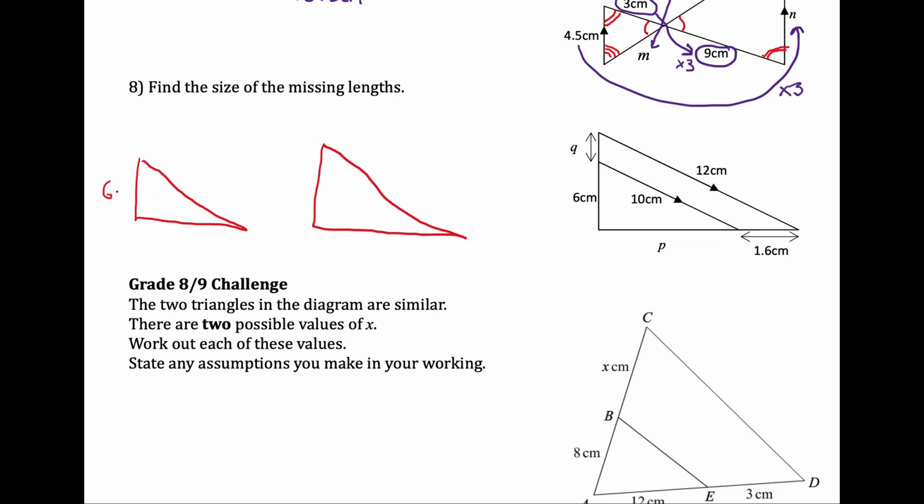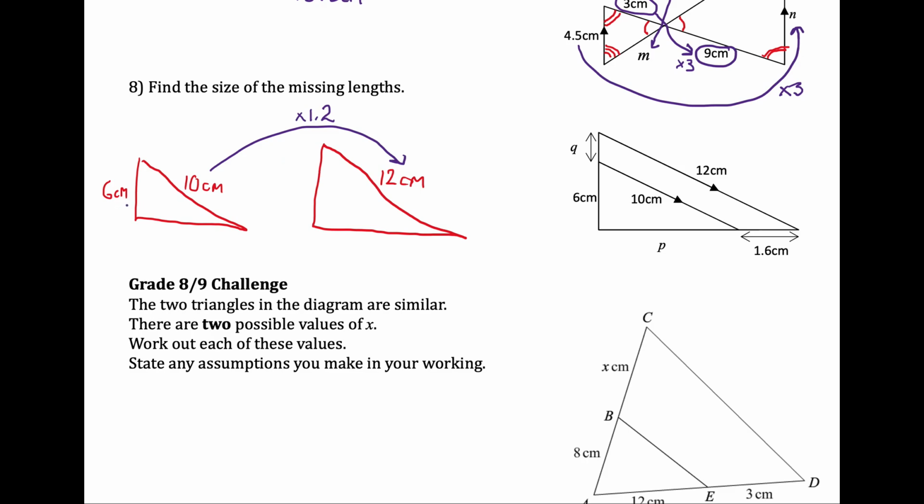Okay, so this is 6, and that's 10. This is 12. Okay, and I'm not going to add anything else to the longer shape just now. So this is what I'm going to get my scale factor from. What do I times 10 by to get 12? So what's 12 divided by 10? That'd be 1.2.